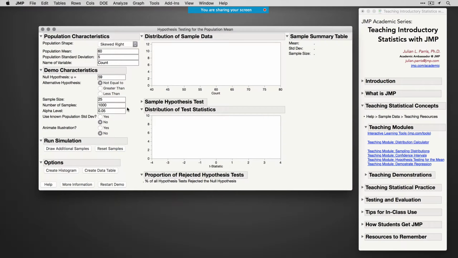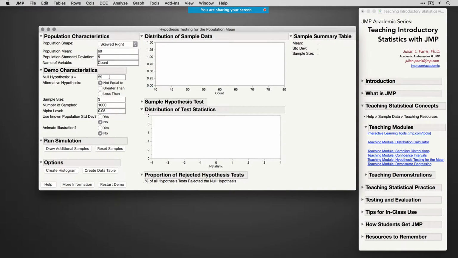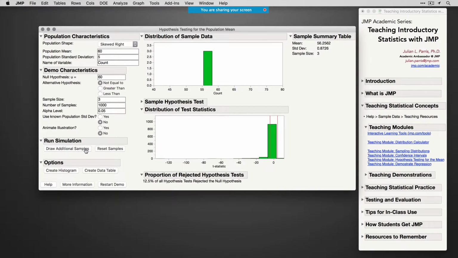So starting with a skewed right population, if we have a very small sample size, if the null is true, let's set it back to 60, we can ask students, what proportion of the time do we expect our samples to be able to reject the null? And notice I actually had a t-statistic here of almost 150. So the null is true. We have a very small sample size, and my false alarm rate was 12.5%. Right? So a violation of that assumption of my test has a critical consequence for my false alarm rate.